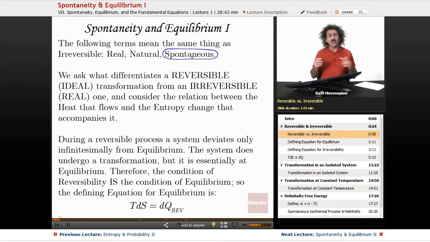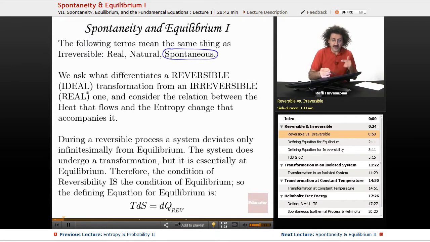Okay, so here's what we want to do. We ask ourselves, what differentiates a reversible or an ideal transformation? So ideal transformations are ways of dealing with things, but they're not real. They're ideal in the sense that they provide an ultimate way of looking at things and they help us put together some sort of a mathematical structure for it, but it's not a real transformation. The real world doesn't work that way, but it gives us a standard, a reference.